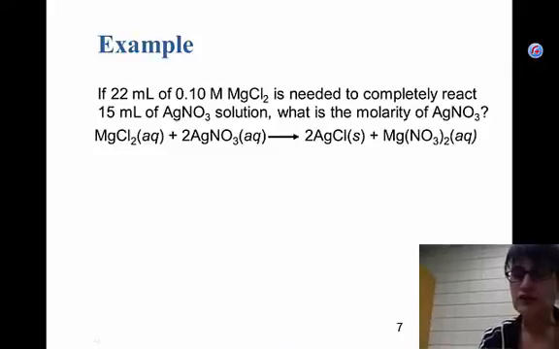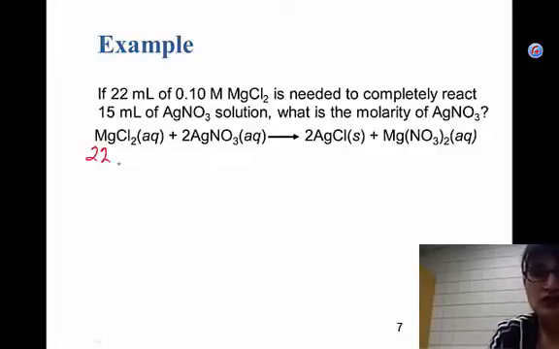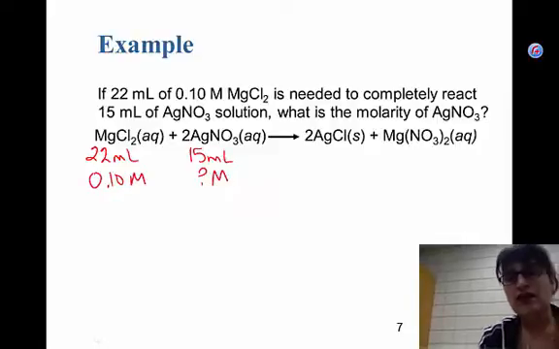Okay, so here's going to be another example. My equation's already balanced. This time I have 22 milliliters and 0.10 molar. And then I have 15 milliliters of this, and they want me to find the molarity. Now this is not a dilution, so I cannot use MV equals MV, the one that we use for dilutions. I'm going to have to do my 3 steps.